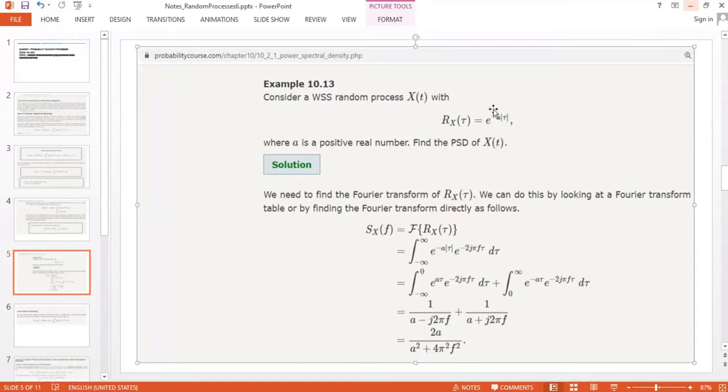If you are not able to remember those results, then we have to calculate by using the definition of Fourier transform. And R_X(tau) equals e raised to power minus a absolute tau. Then its power spectral density is S_X(f) equals 2a upon a square plus 4 pi square f square. So this is the way you calculate your power spectral density.